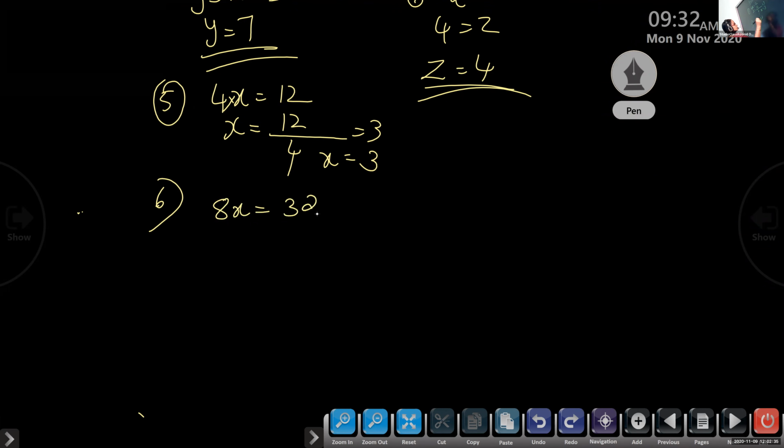Seventh one. 8y equal to 40. Divide 40 by 8, because 8y means it is 8 into y. So y equal to 40 by 8, which is 5. So 5 equal to y, or y equal to 5. While writing the answer, we can write y equal to 5.